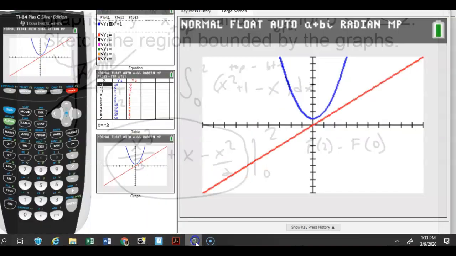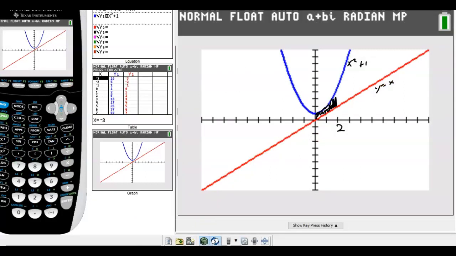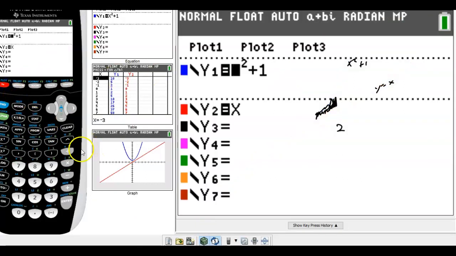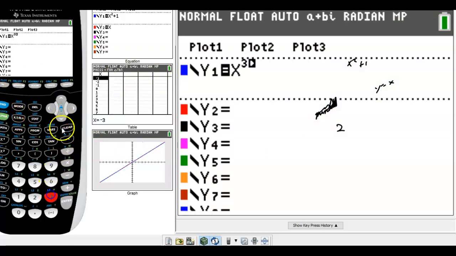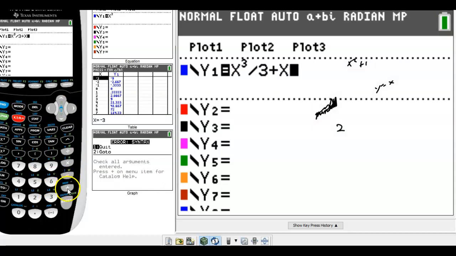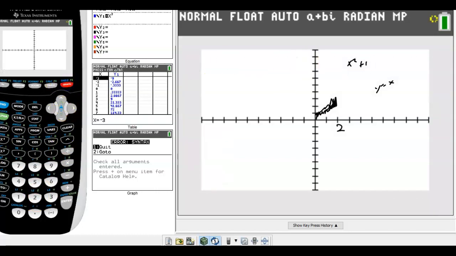So, I'm just going to show you. When we took the integral, we had x cubed divided by 3 plus x, like that. All right, then we hit graph right there.